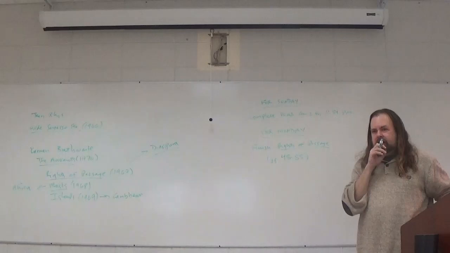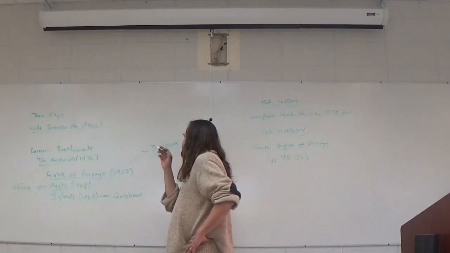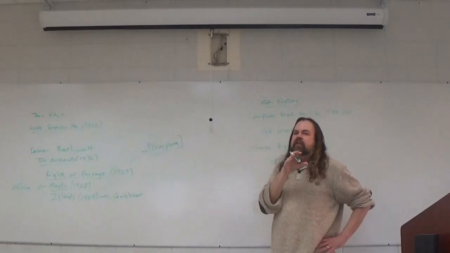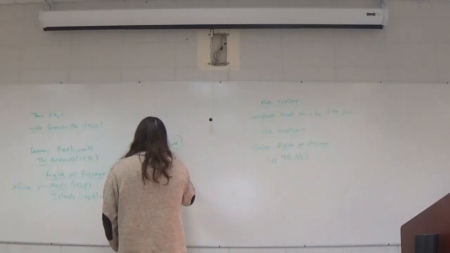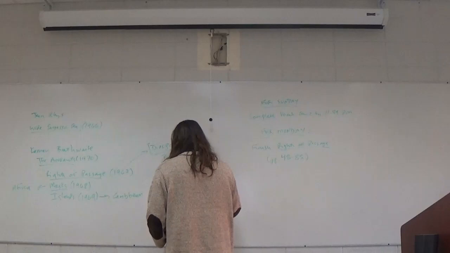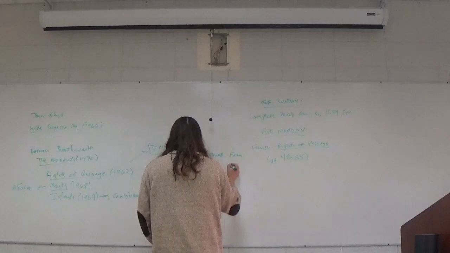So, a diaspora, which we should try to define since the part of the poem that we're reading is primarily focused on this, is any population that is scattered from its geographic place of origin.